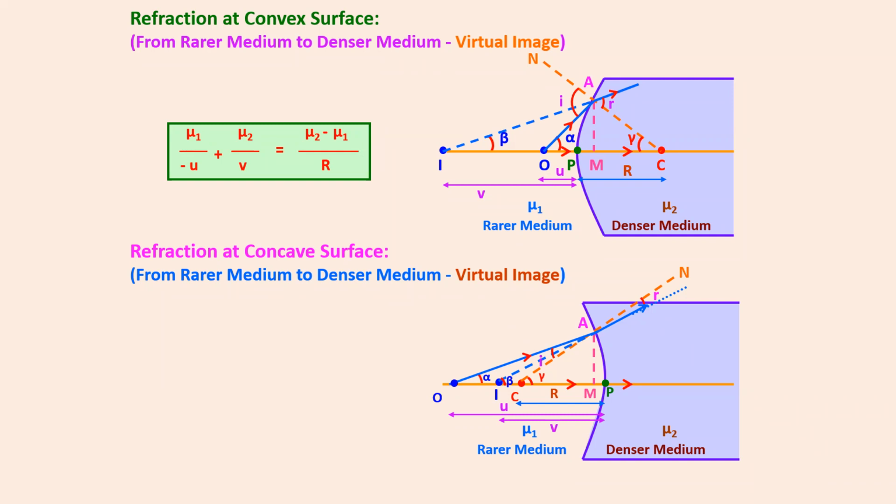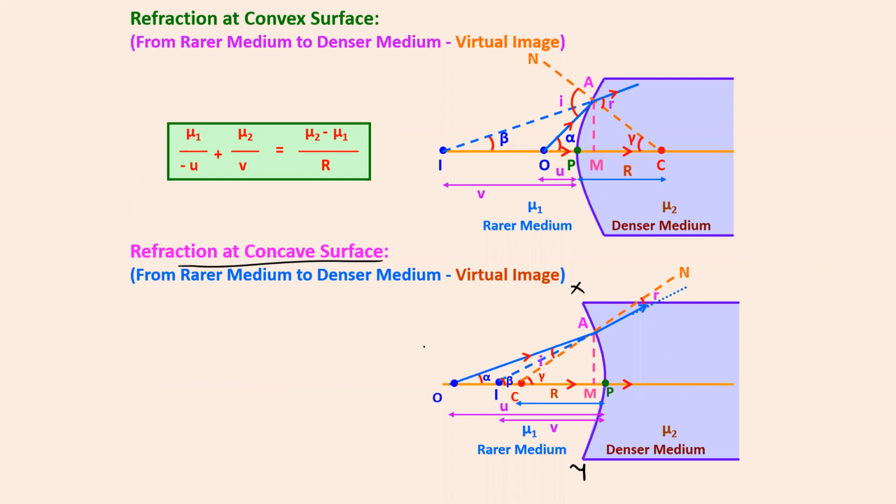So let us understand this refraction at concave surface. You can see the surface is changed now. Surface XY is changed, and this time we have concave. Rarer to denser medium, mu1 to mu2.